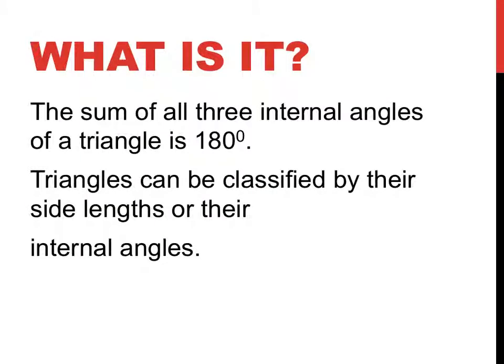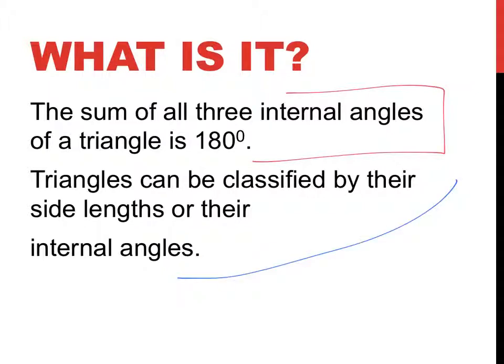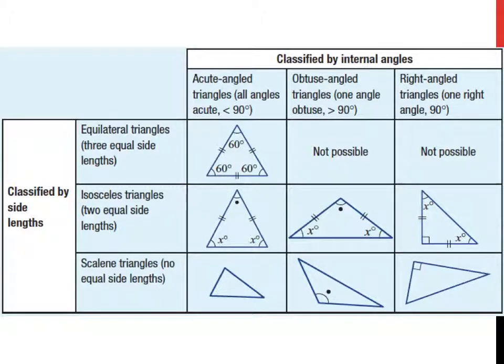Okay, the main important thing that you need to remember is that the interior sum of a triangle is equal to 180 degrees. The other thing that you need to be able to know is different types of triangles, how to classify them by their side lengths or by their internal angles. Here's the table. By their side lengths, you can either have an equilateral, an isosceles, or a scalene. Okay, isosceles, two sides equal, equilateral, all equal, scalene, no equal sides.